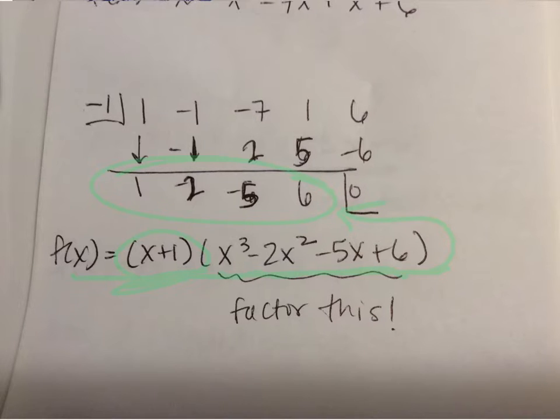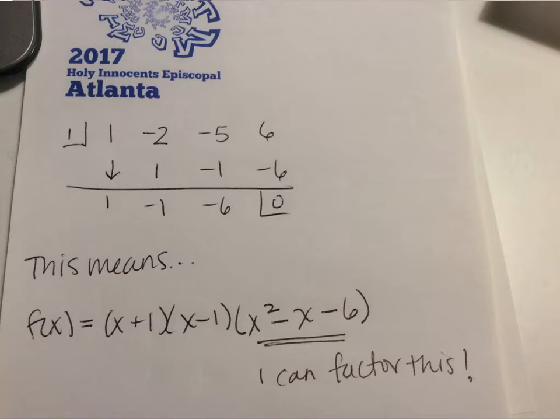Now, because I know 1 is also a root of the original polynomial, I can just take this polynomial and apply synthetic division to it. When I do that, I get these as my coefficients. So that means my original polynomial, f of x, factors to be x plus 1, the first time I did synthetic division, times x minus 1, and then based on these coefficients, I know my remaining factor is x squared minus x minus 6.